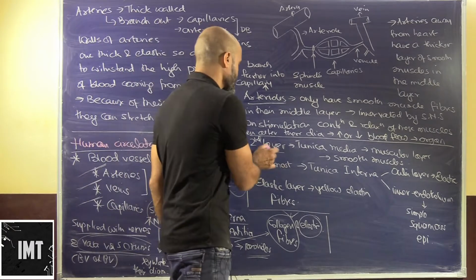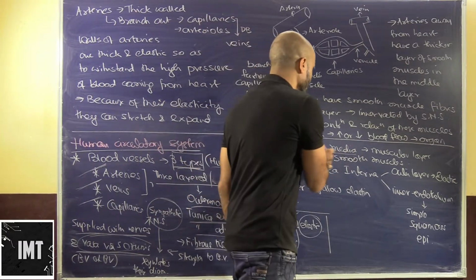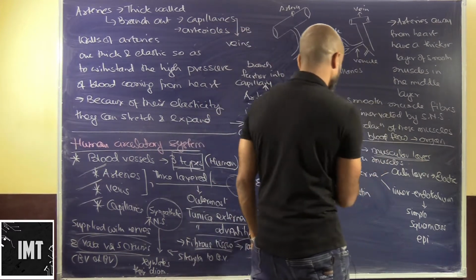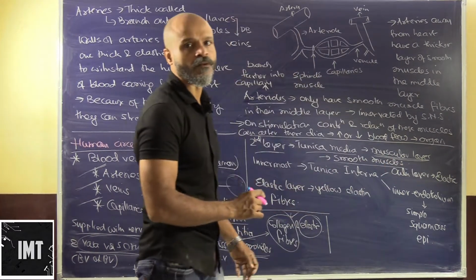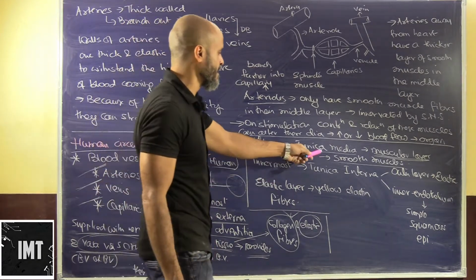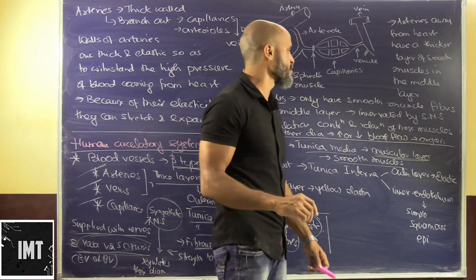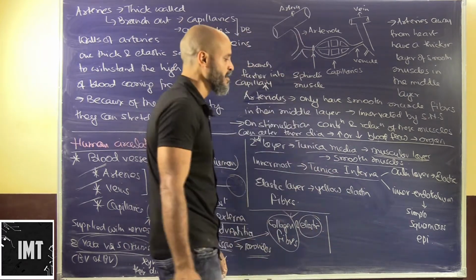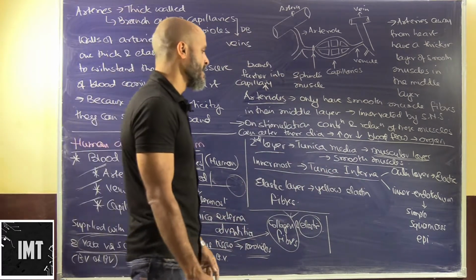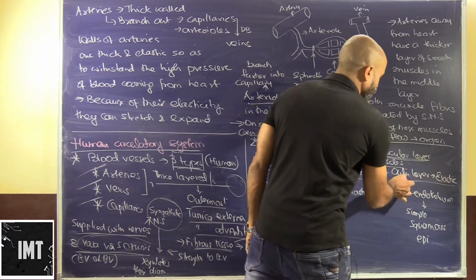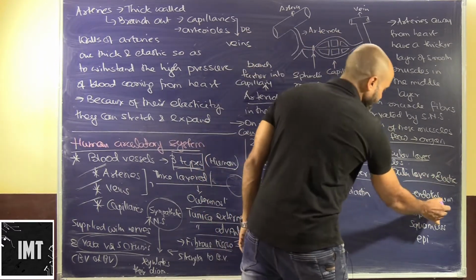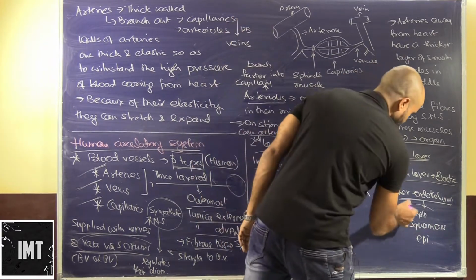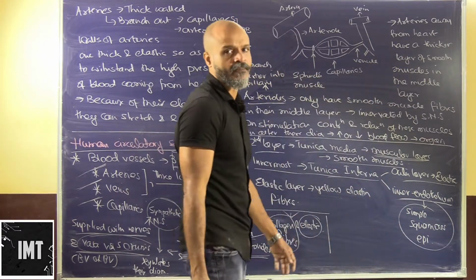Now we have the second layer, which is known as tunica media. This tunica media is basically a muscular layer and is made up of smooth muscles. Then we have the innermost layer, which is known as tunica interna, and tunica interna has an outer layer which is elastic and an inner layer which is made up of endothelium. Endothelium basically is simple squamous epithelium.